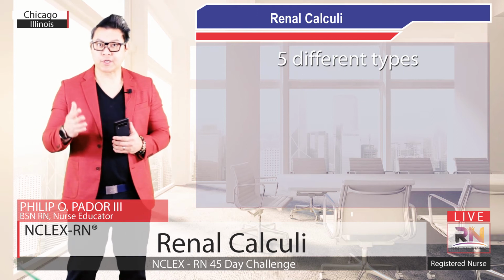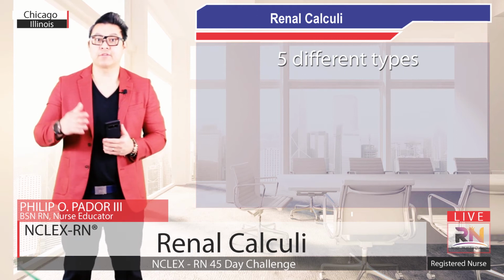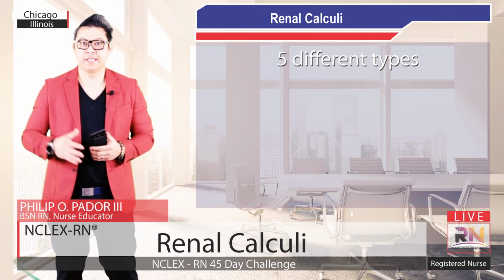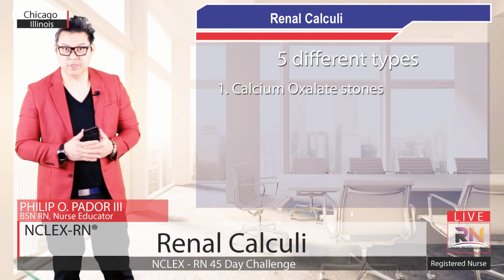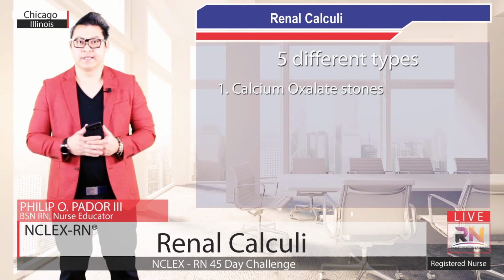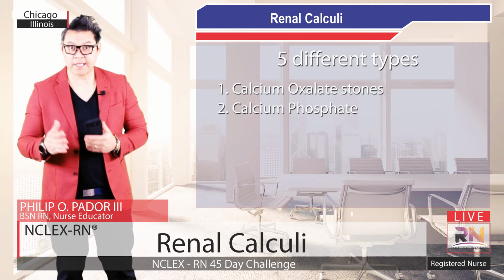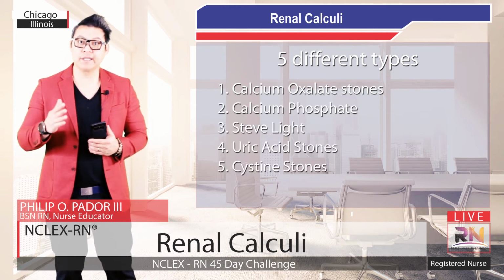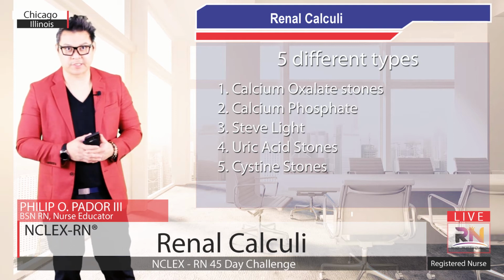The stone pathology can be broadly divided into 5 different types. This includes calcium oxalate stones, which make up the majority, about 75%. There is also calcium phosphate, as well as struvite, which is common in chronic urinary tract infections.